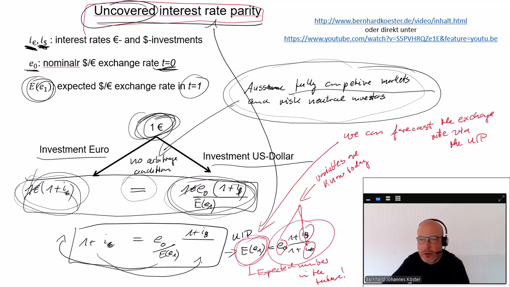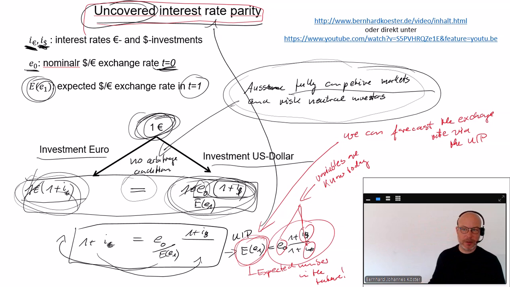Investing €1, given the interest rate in the Eurozone, we obtain of course €1 times 1 plus the interest rate. If we want to invest the €1 in the United States, then at first we have to exchange the euros into US dollars via today's exchange rate. Then we can invest in the United States times the interest rate factor in the United States. And now we want to make both investments comparable. So we need to have the same unit.